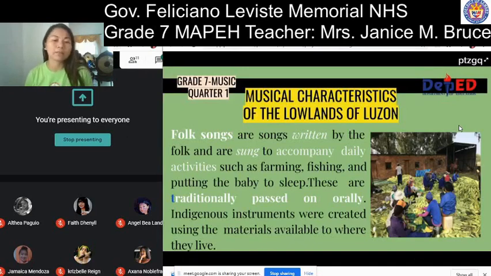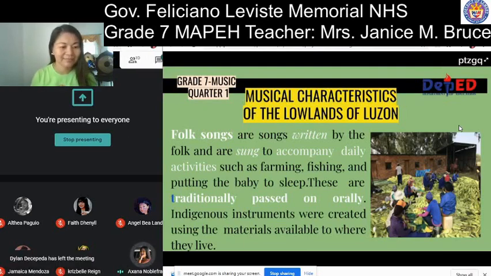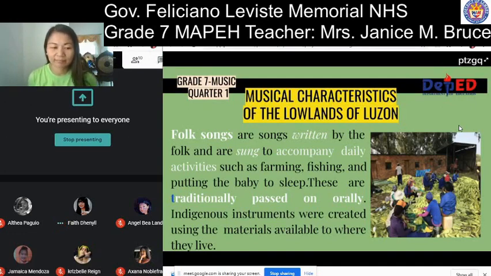All right, let's read first. Jamaica, can you read? Yes, ma'am. Okay, go ahead. Folk songs are songs written by the folk and are sung to accompany daily activities such as farming, fishing, and cultivating sweet. These are traditionally passed on orally. Indigenous instruments were created using the materials available to where they live.